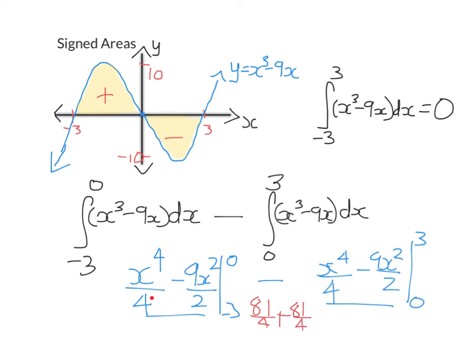So this one here gives me 81 on 4. This one here gives me 81 on 4. So adding them together, I get 40.5 units squared. That is this area here plus this area here. So that's what I mean by signed areas. You have to account for whether the area is positive or negative, and you need to do a separate integral for the regions of the curve that are below the x-axis. To find when the curve is below the x-axis, you can use a graphics calculator.